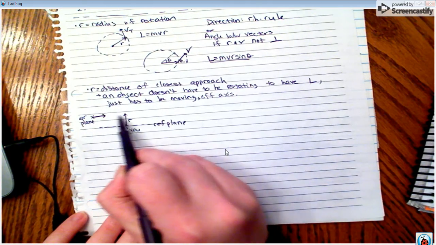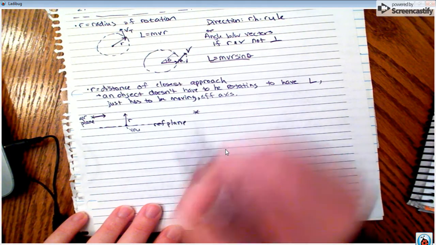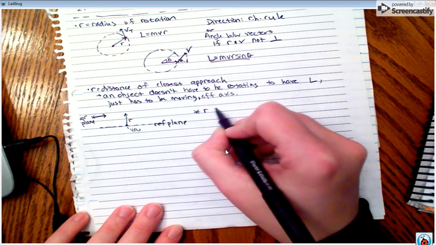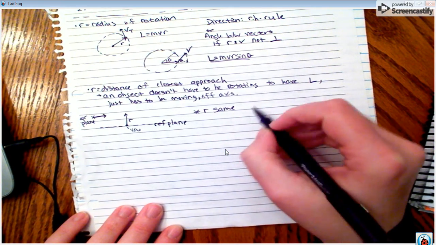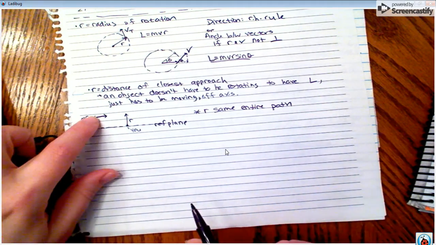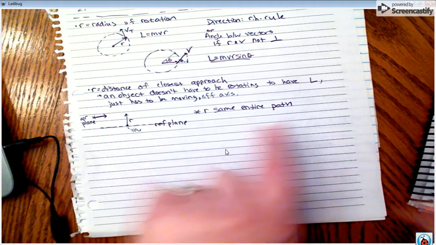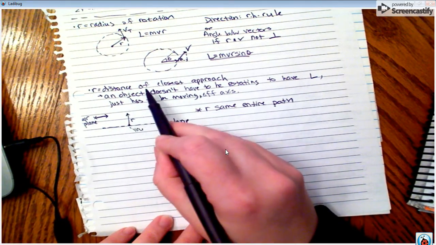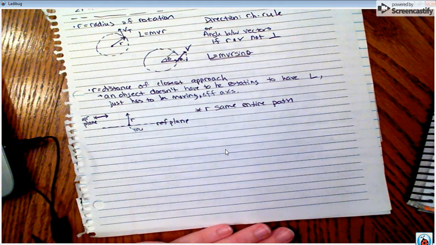Now, it doesn't matter where the airplane is in its path. It doesn't have to be straight overhead. The radius is the same for the entire path, whether it's here or overhead or over here or all the way over here. As long as it's moving in a straight line, okay, the radius is always the distance of closest approach.